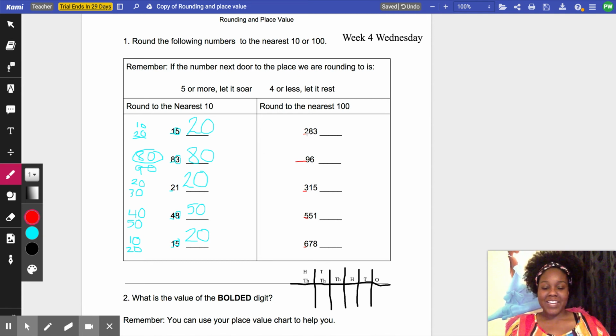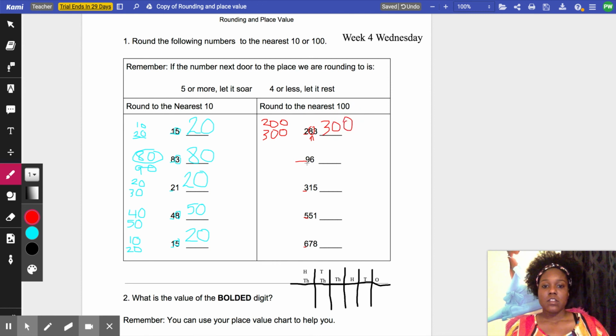All right, we've got a 2 in the hundreds place. That means we've got 200, or the next 100 up, 100, 200, 300. We circle the number next door, and that's an 8. This tells us what we're going to do. 5 or more, let it soar, round it up. So we're going to round this to 300.